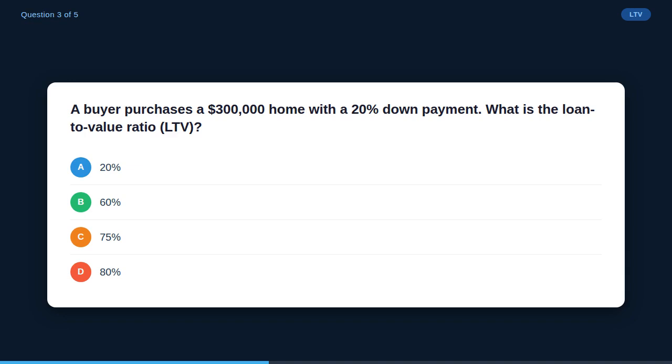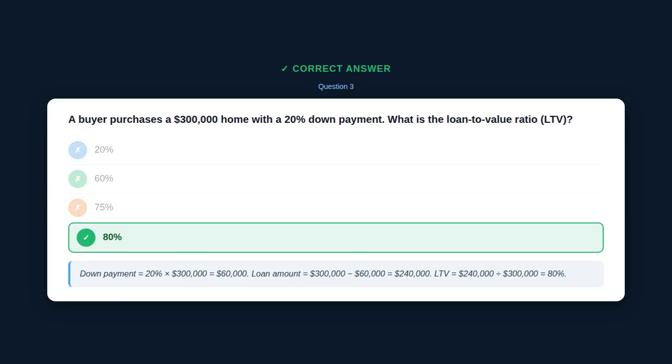Question 3 of 5. A buyer purchases a $300,000 home with a 20% down payment. What is the loan-to-value ratio, LTV? Option A, 20%. Option B, 60%. Option C, 75%. Option D, 80%.